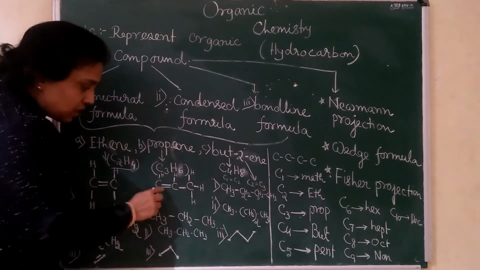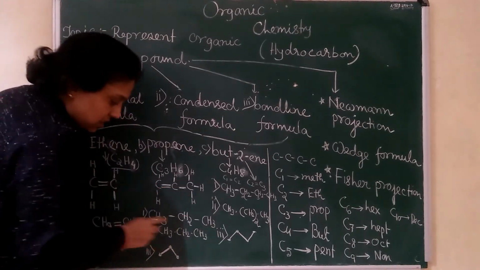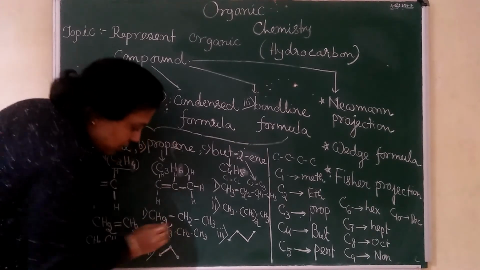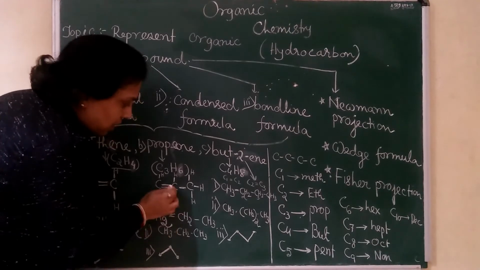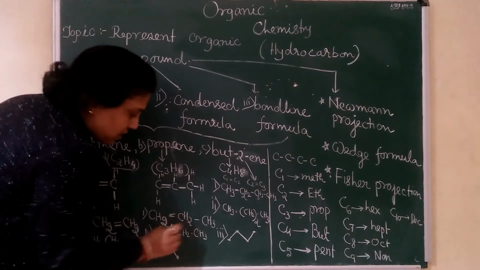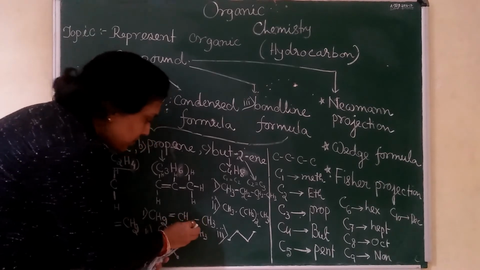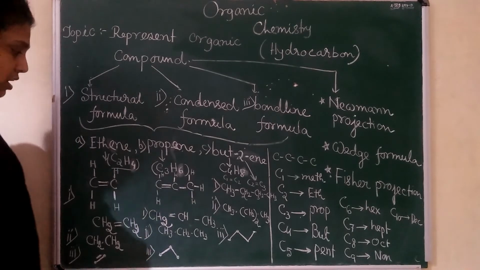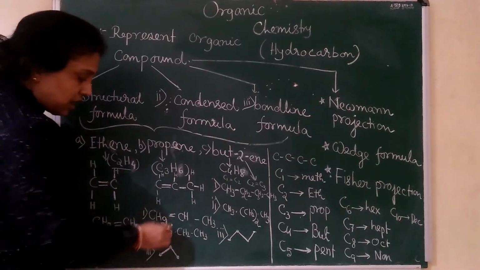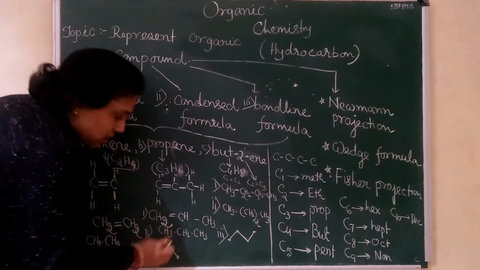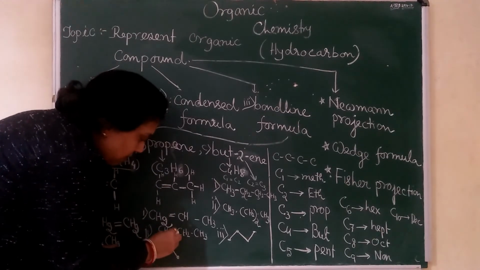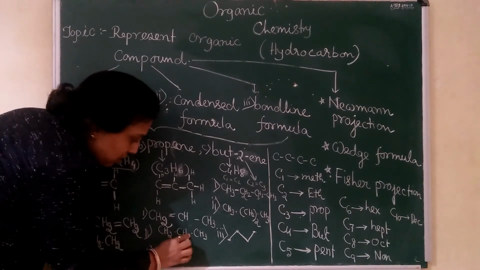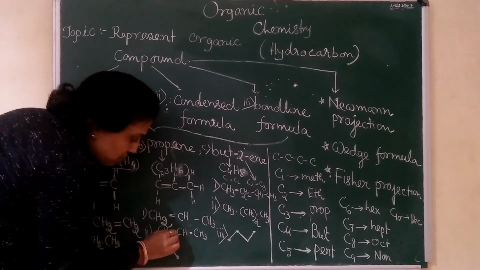So CH2 double bond CH, single bond CH3. So here the structure will change. In the structural formula, this is CH2 double bond. Now this carbon has only one hydrogen, so CH. And this carbon does not change, CH3. So this is the structural formula. In the condensed formula, you will not show this kind of bond. You will just change the hydrogen. So this is CH2 and this one is CH. The remaining things will be the same.